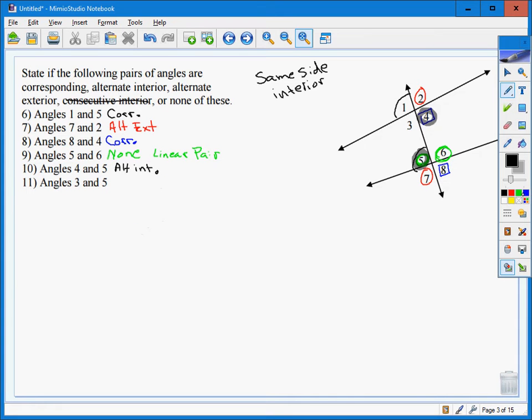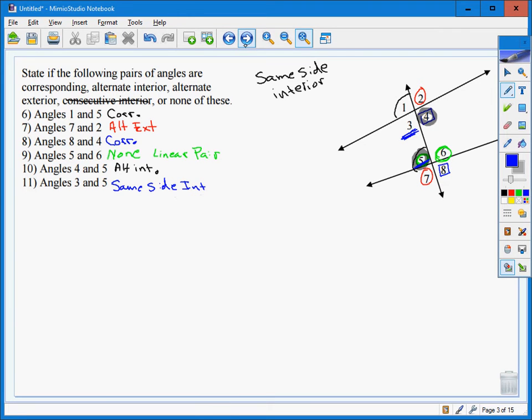And then 3 and 5 would be here and here. 3 and 5. They're both on the inside but the same side of the transversal, so these would be same side interior angles.